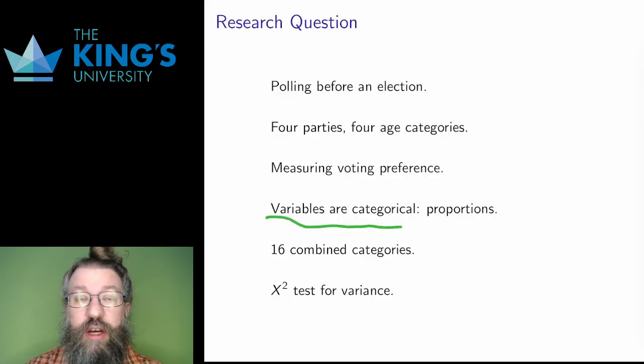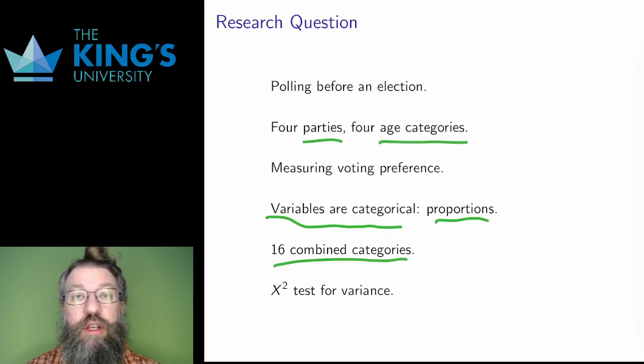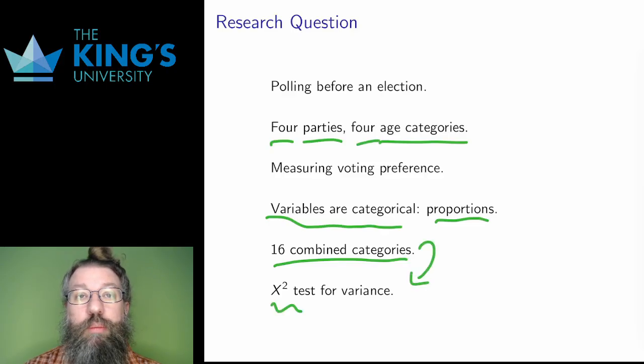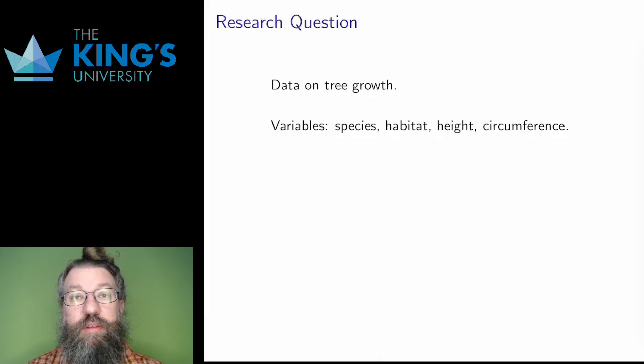Well, all the variables are categorical, so all that we have are proportions. What percentage of each age group votes for each party? There are 16 combinations here, 4 parties and 4 ages. And this is too much for a single comparison, so instead we want to measure the total variance between all 16 possibilities. Since we're dealing with proportions, that total variance is measured by a chi-squared test.